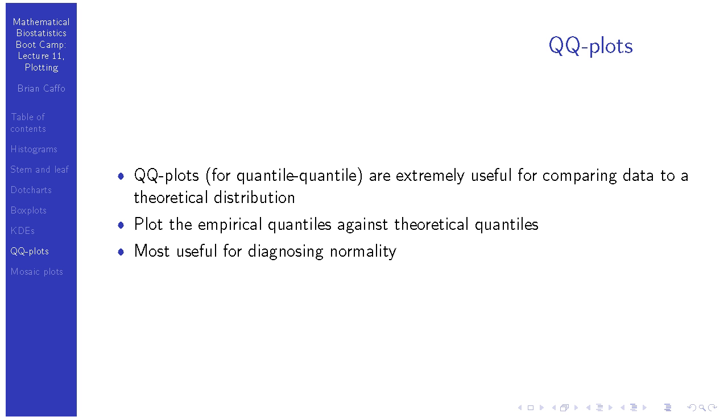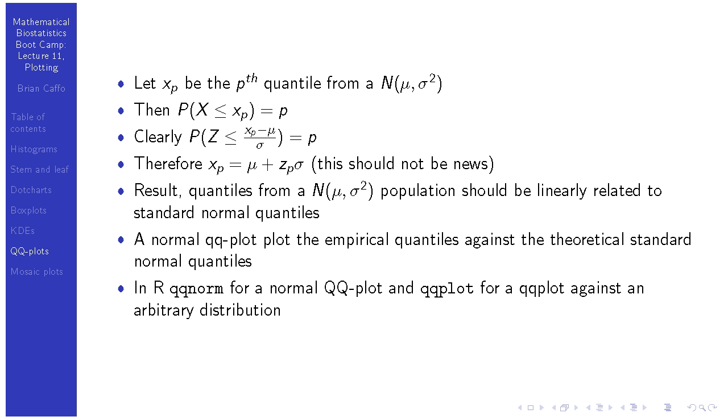So here's why you want to check for whether or not it's a line. Let x_p be the pth quantile from a normal mu, sigma squared distribution. It's non-standard normal. Then by definition, the probability of X being less than or equal to x_p is p. Then clearly the probability that Z, standard normal, is less than or equal to (x_p minus mu) over sigma is also p, by rules that we've talked about at length in the class already. So we've just basically converted the X random variable to a Z random variable.